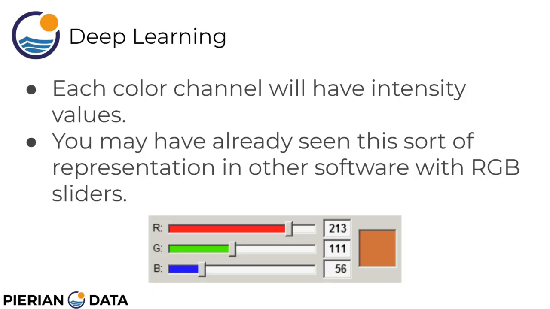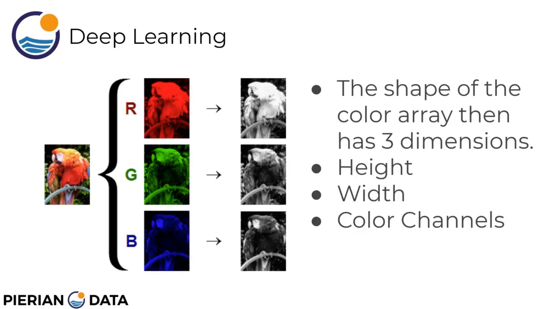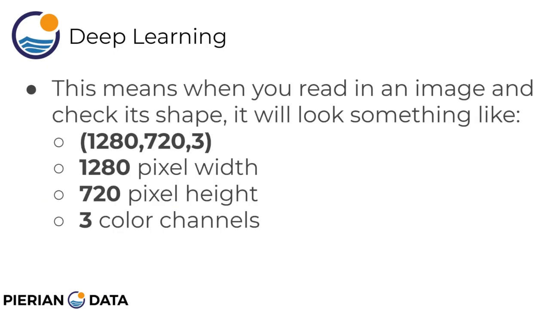So what does that mean for our actual images? Here we can see an example of breaking down a full color image into its color channels. For a single color image, we have these actual 3 dimensions. We have the height and the width, something we're already familiar with, but then for every single color channel, one for red, one for green, and one for blue, we're going to have a separate array of pixels. So when you read in an image and check its shape, it's going to look something like this. You'll have maybe 1280 by 720 by 3. That means this single image has 1280 pixel width, 720 pixel height, and 3 color channels.